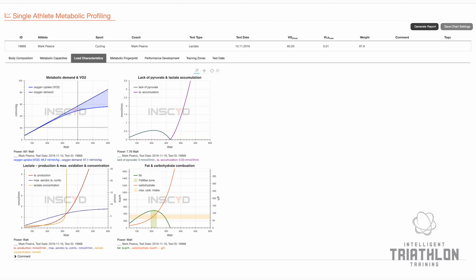Somebody with a higher capacity than mine would have a bigger differential by the time we get to the end here, and for somebody with a lower capacity, it would be a shallower gap between the two lines.